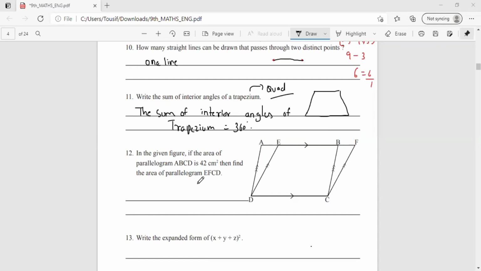Moving to the next one. They're asking to find the area of a parallelogram. The area of parallelogram ABCD is given, that is 42. Now they are asking to find the area of the other parallelogram, EFCD. When you come across the area of parallelogram chapter, there is one theorem, the first theorem you'll come across in that chapter. What does the theorem say? If two parallelograms lie on the same base and between the same parallel lines, then the areas of the two parallelograms are equal. That is the theorem you will come across in the area of parallelogram chapter.